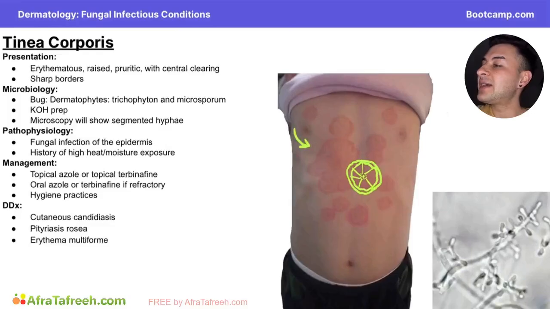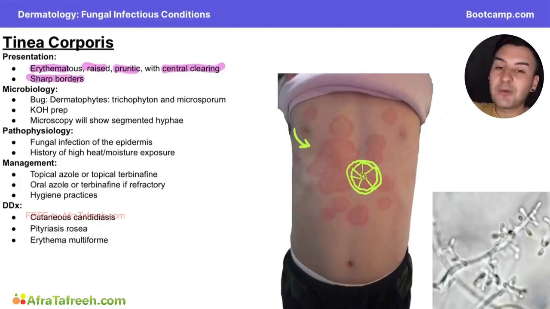Now, I want you guys to just refocus. These are erythematous, raised, pruritic, and with central clearing, okay? Also, they're going to have the sharp borders like we mentioned before, no satellite lesions here.